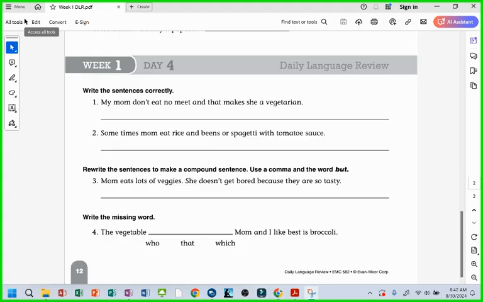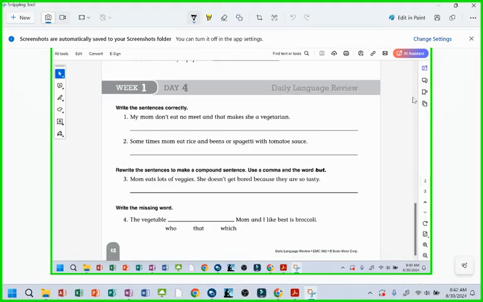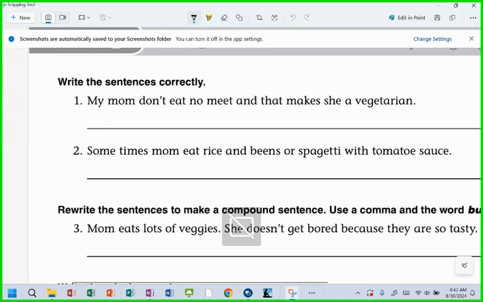Were you guys able to get all the corrections made? It says, my mom don't eat no meat, and that makes she a vegetarian. That's all kinds of wrong, isn't it? My goodness, right? All right, so what do we have here? What do we need to fix first? Yes, right here. My mom doesn't eat meat.